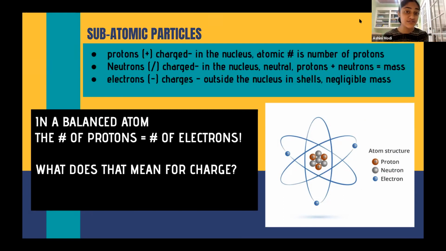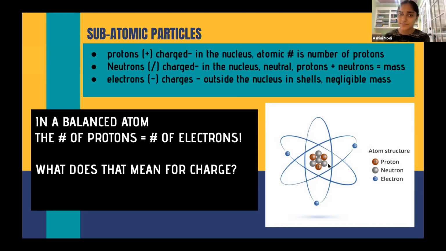You also have neutrons, which are neutrally charged. They don't really have any charge. In the nucleus, neutrons are located with the protons, and protons plus neutrons make the mass of the atom. As you can see here, in the center are the protons, and you also have the neutrons. And around that, you have what are known as electrons. Electrons are negatively charged. They're located outside the nucleus in shells that orbit the center, and they don't really have a mass, so they don't factor into the overall mass.